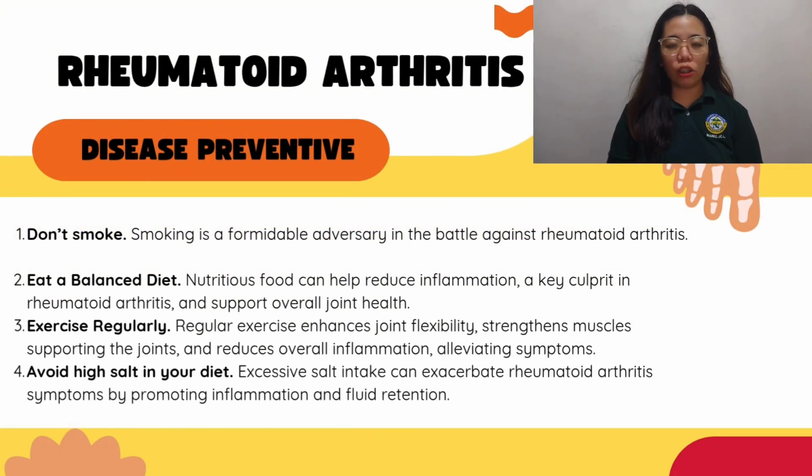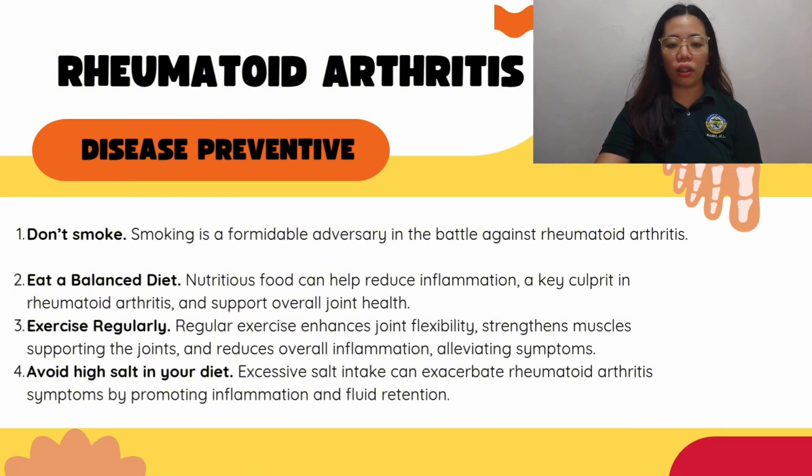Disease prevention measures in rheumatoid arthritis include the following. Don't smoke. Smoking is a formidable adversary in the battle against rheumatoid arthritis. Eat a balanced diet. Nutritious food can help reduce inflammation, a key culprit in rheumatoid arthritis, and support overall joint health. Exercise regularly. Regular exercise enhances joint flexibility, strengthens muscles supporting the joints, and reduces overall inflammation, alleviating symptoms.